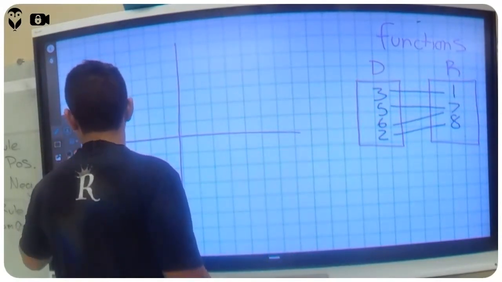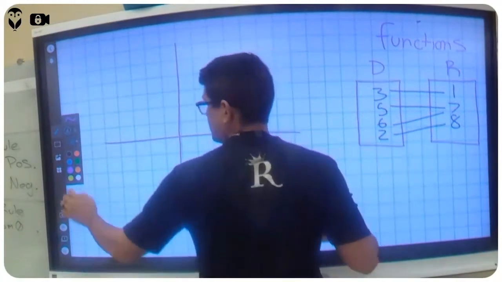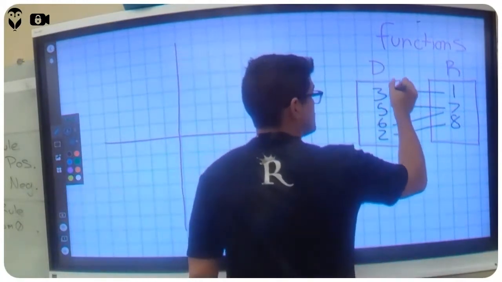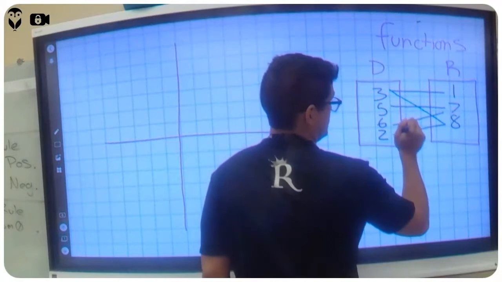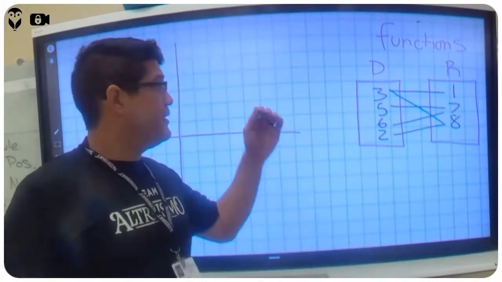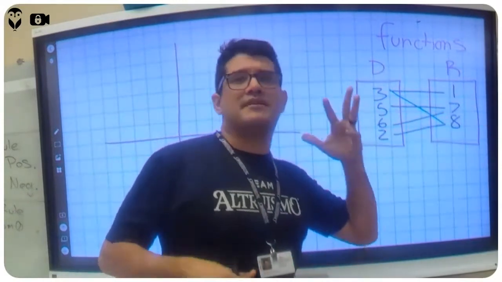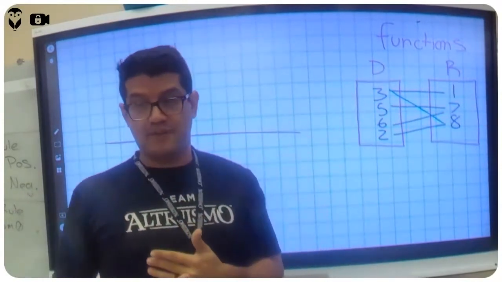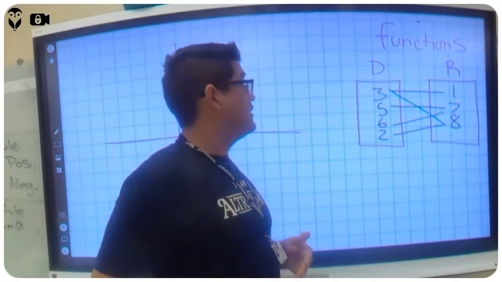What's not considered a function is if I did something like this. The 3 has 2 answers. Okay? That's not allowed. You're not allowed to have 3 equal 1 sometimes and 3 equal 8 sometimes. Okay? It's not a function.